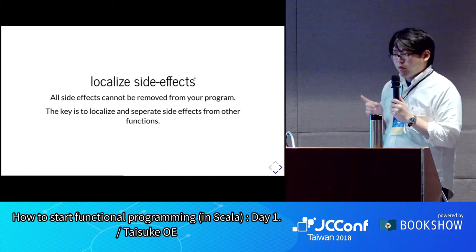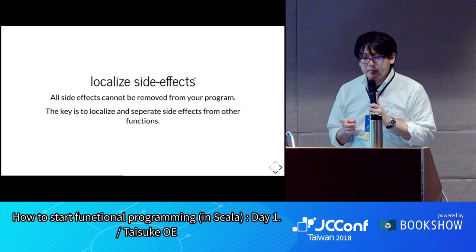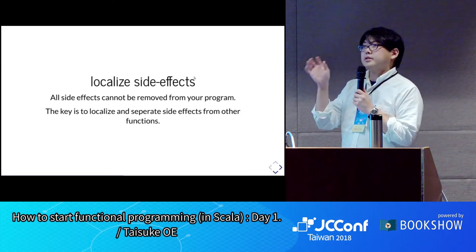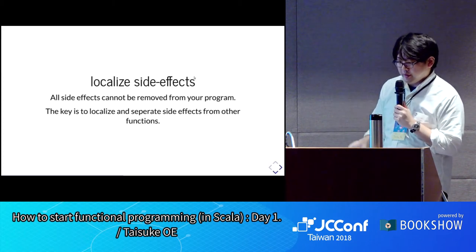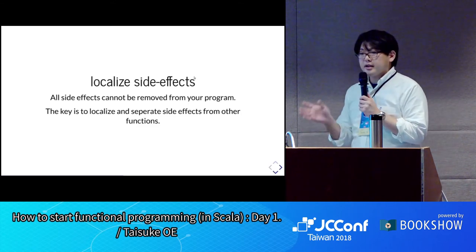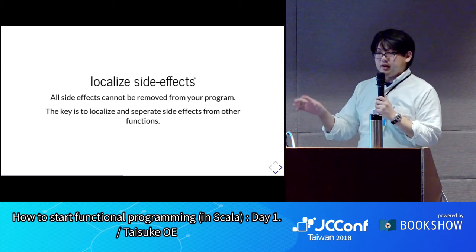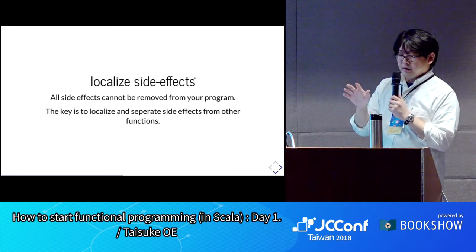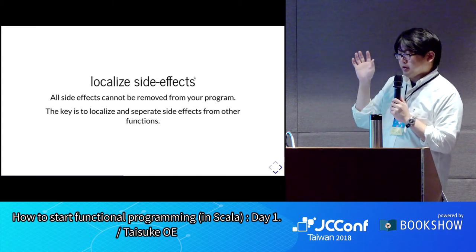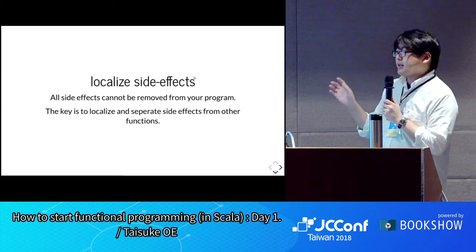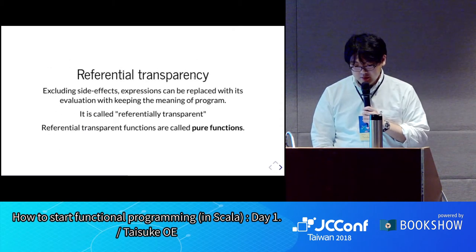So the key is to localize the side effects. Of course, some side effects are mandatory. Side effects can be the objectives of creating a software, so you cannot remove all of the side effects from your software. However, you can localize the side effects in a certain module or a certain statement. Then the rest of the program can be pure. If you keep a certain module pure, you can predict how it behaves easily, and you can compose small parts into large parts. That is the way to think in functional programming.